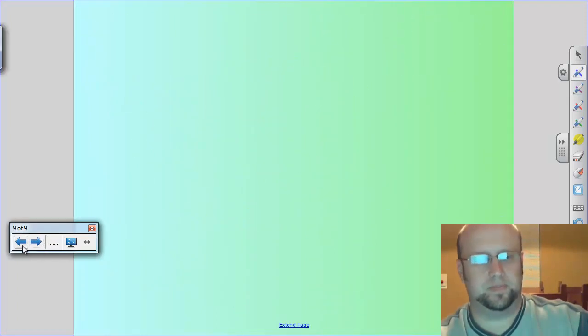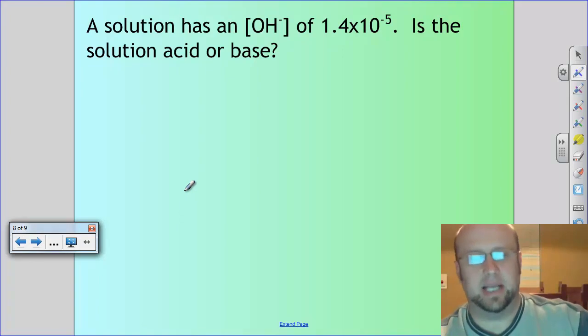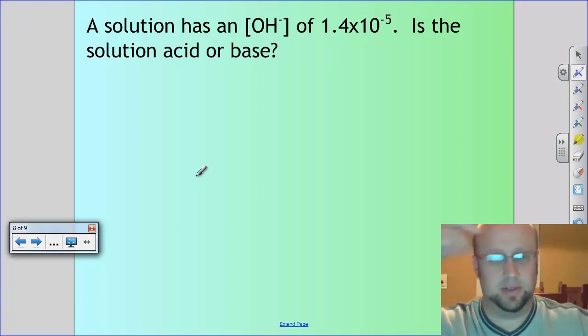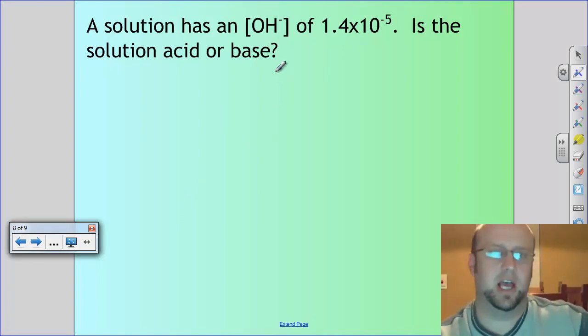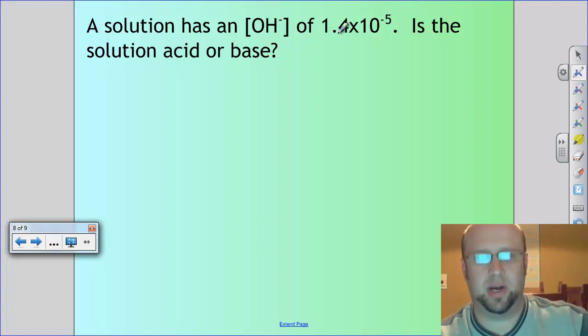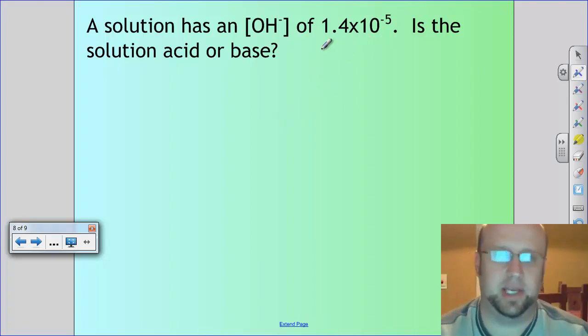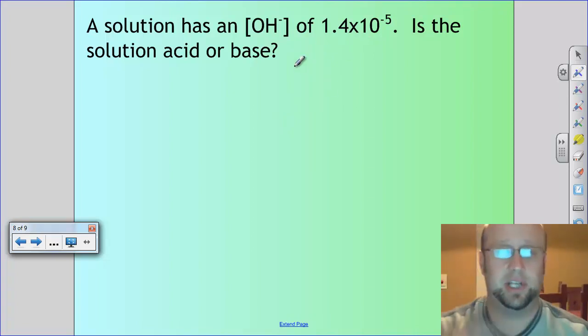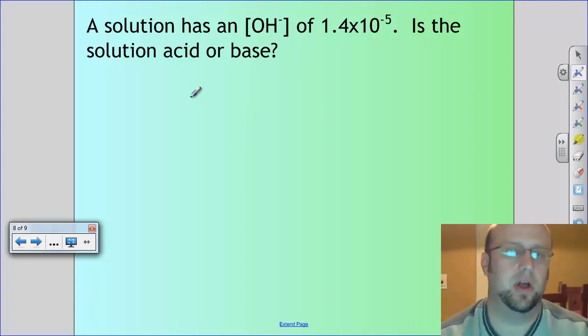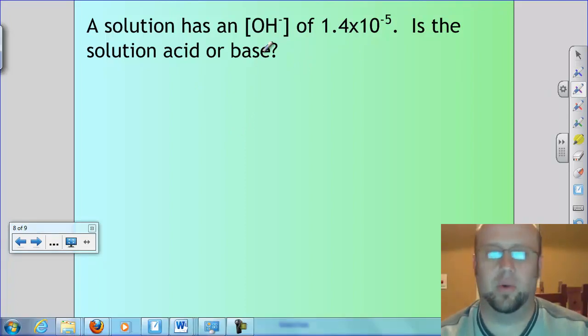Last type of question that you are likely to see EOC-wise or test-wise would be something like this. A solution has an OH minus concentration, a molarity, of 1.4 times 10 to the negative fifth. Is the solution an acid or a base? Okay, so to find out whether it's an acid or base, we need to find pH. If the pH is below 7, it's an acid. If it's above 7, it's a base. So that's pretty simple. So all we really have to do then is figure out what the pH is.